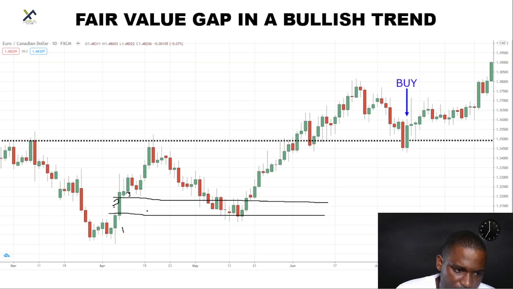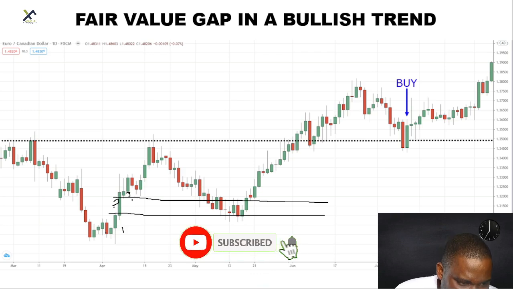Number 1, because it is in an uptrend, the fair value gap must all be bullish. You can see 1, 2, 3, the 3 candles are bullish. So requirement number 1 met. Now number 2, there must be a gap between the fair value gaps. You can see that there is a gap between candle 1 and candle 3. Okay, requirement number 2 met.